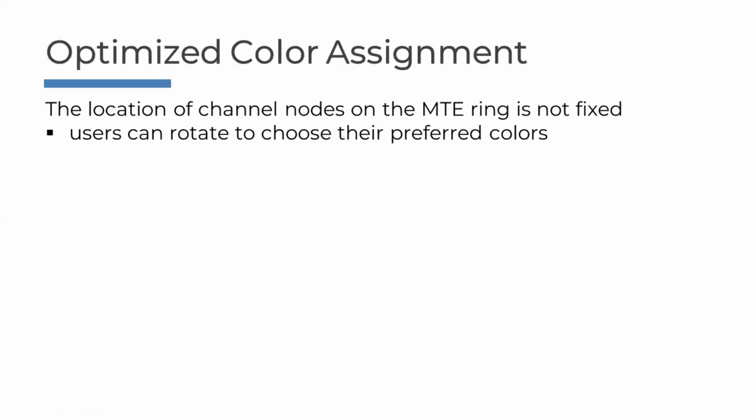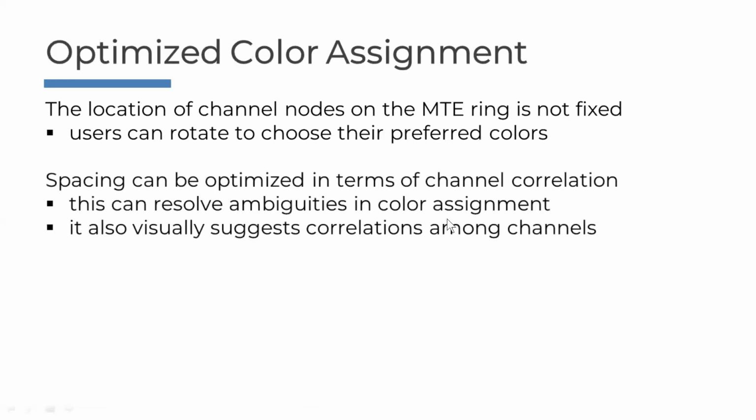Okay, so we can also optimize the color assignment, right? The location of the color nodes on the MTE ring is not fixed, right? So you can rotate them if you like, right? And you can also optimize the space in terms of the channel correlation, right? This actually can resolve ambiguities in the color assignment. We really saw this really helps a lot because it can bring out correlations and at the same time give more differentiation in color among the channels that are not correlated.